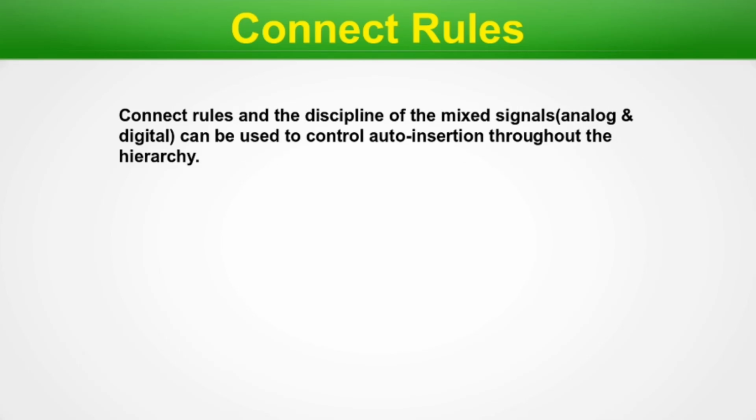So guys, so far we have seen the connect modules, and let's talk about the connect rules. Connect rules and the discipline, or the mixed signal, that is analog and digital, can be used to control the auto insertion throughout the hierarchy. So let's see just an example, because what I am saying is that this is the boundary of digital and analog. If the discussion goes further, we will enter entirely from Verilog-A to Verilog-AMS, where mixed analysis or mixed mode simulation of Verilog and Verilog-A can be done. So we are at the boundary, so we'll not cross the boundary. Within the boundary, we'll just have a glimpse of what the connect rules are.